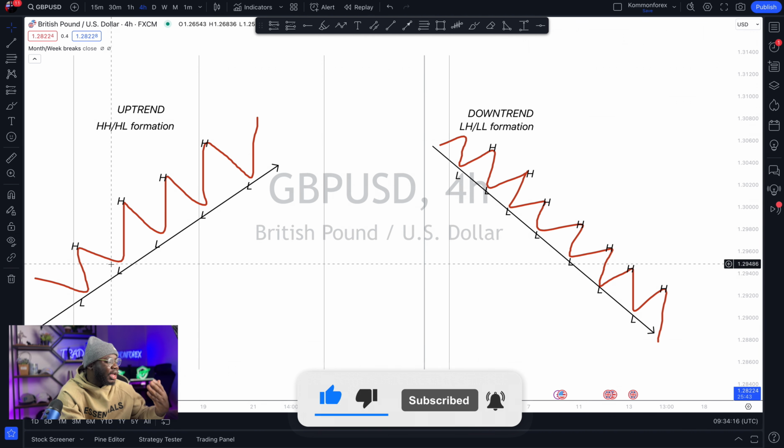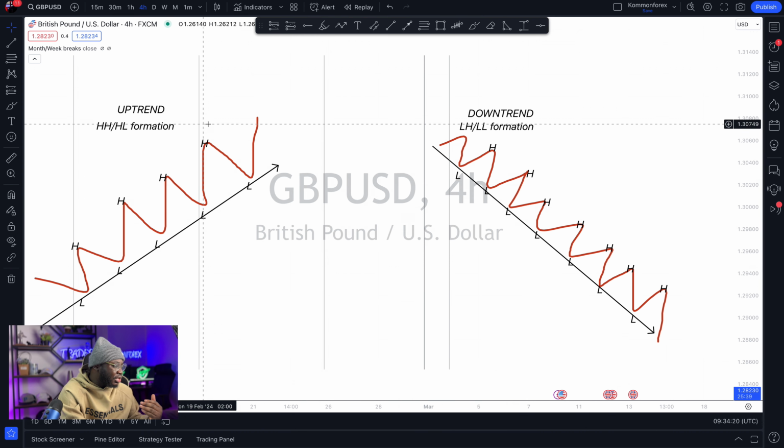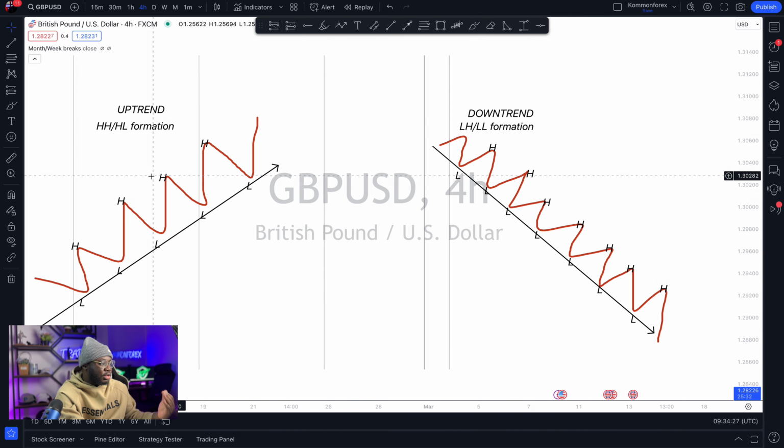And then you realize that as the market moves, each new high is higher than the previous high, higher than previous high, higher than previous high. Each new low as well is also what, higher than the previous low. So this is what we simply mean by a higher high and then what, a higher low formation.